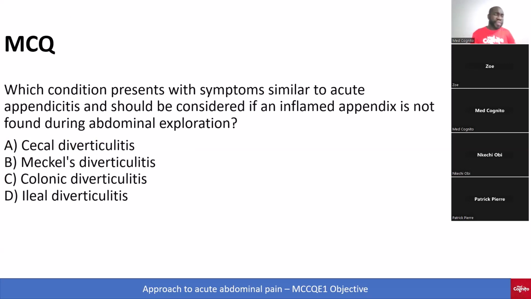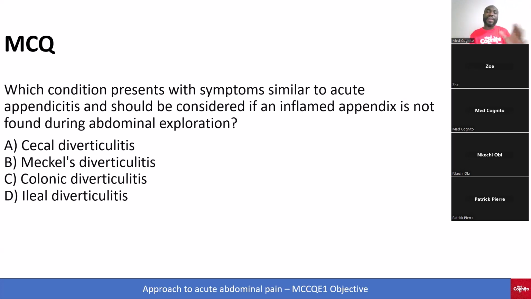Now, I want someone else to read this case for us. Then we get into the nitty-gritties of how to tell the differentials. Which condition presents with symptoms similar to acute appendicitis and should be considered if an inflamed appendix is not found during abdominal exploration? Okay, good. Please, what are the answers? Yeah, tell me. A, cecal diverticulitis, B, Meckel diverticulitis, C, colonic diverticulitis, D, ileal diverticulitis.